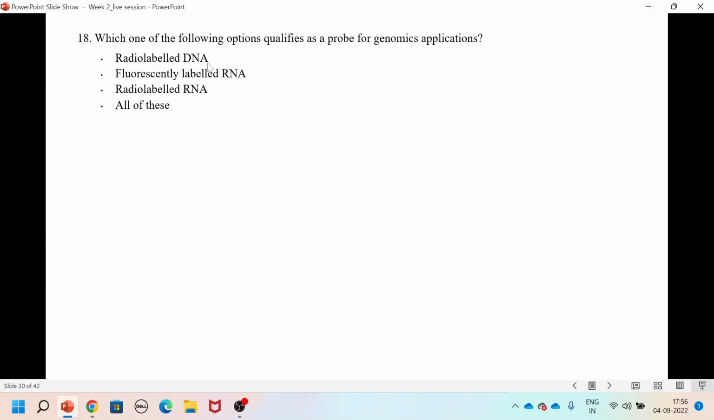The options are all of them: radio labeled DNA, fluorescently labeled RNA, radio labeled RNA. So all of these can be used as a probe for hybridization and therefore can be used for the different techniques which we use for genomics and transcriptomics. So all of these probes, that is the radio labeled DNA, fluorescently labeled RNA, radio labeled RNA, can be used.